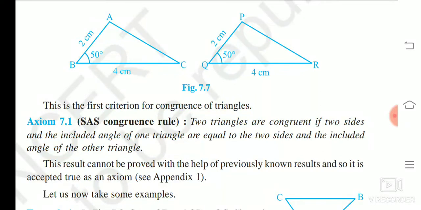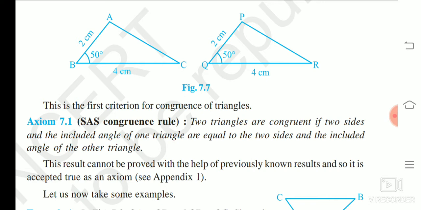Axiom 7.1, SAS, side, angle, side, in between angle. Here 2 centimeter, 4 centimeter, in between 50 degree, that is the meaning of two sides and the included angle. So SAS congruence rule: two triangles are congruent if two sides and the included angle of one triangle are equal to the sides and the included angle of the other triangle. So you are going to compare the two triangles, the included angle of two sides of one triangle and the included angle of two sides of the other triangle are equal, means the two triangles are congruent.